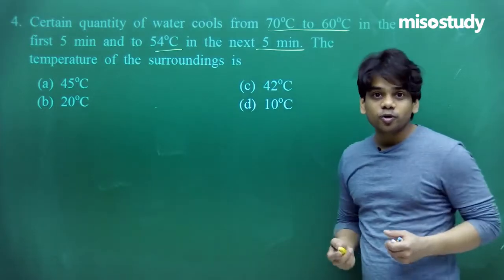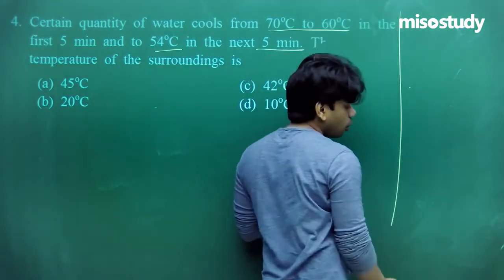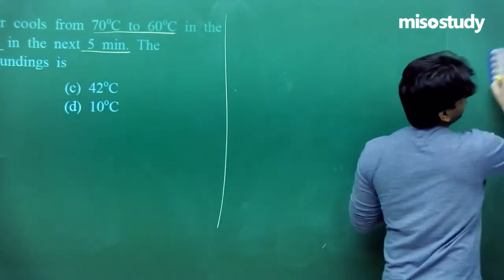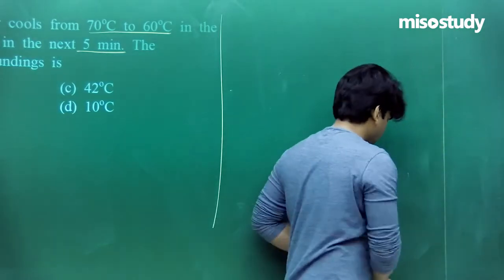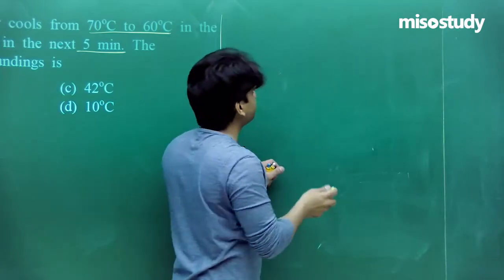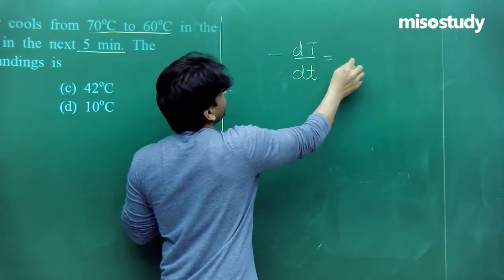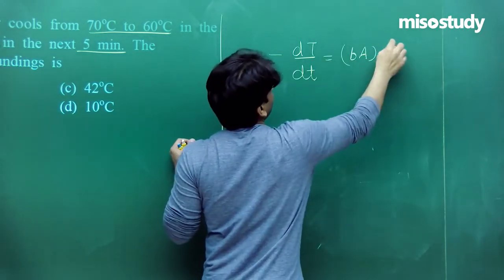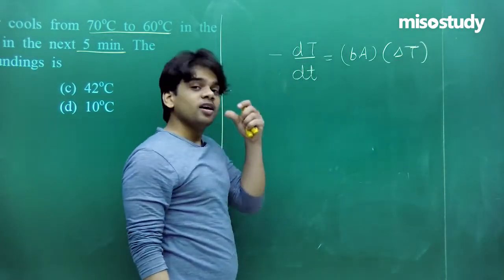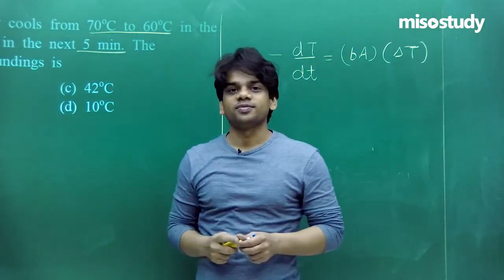Now here I am going to use Newton's law of cooling equation in a different way compared to the one used earlier. Both these cases are different. In that case we didn't know the value of T, so we used the general equation. But in this case the change is small. So we can use minus dT by dt is equal to BA into the difference in temperature of object and surrounding, that is delta T.